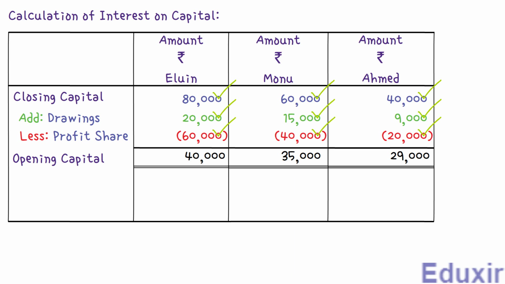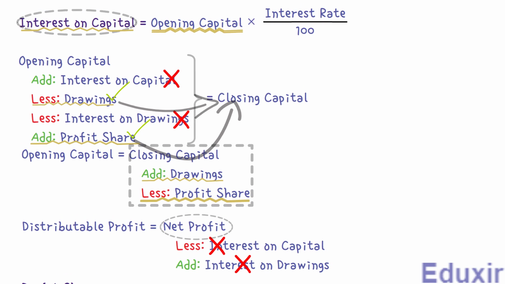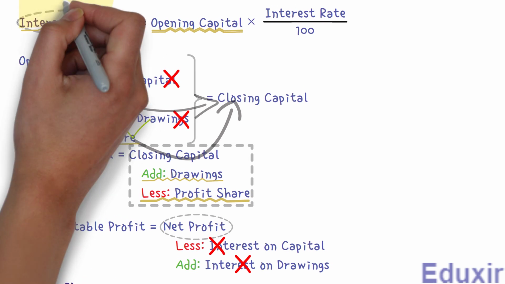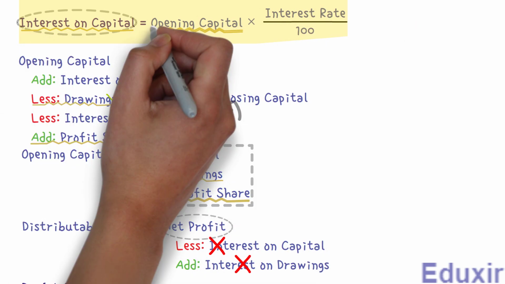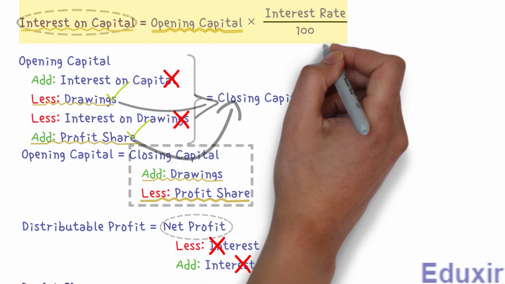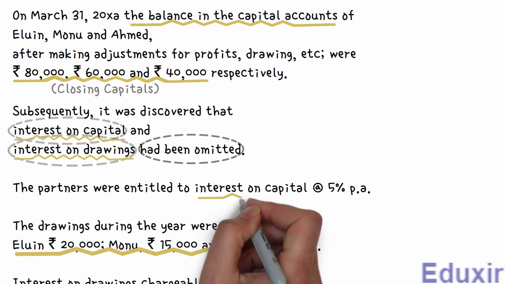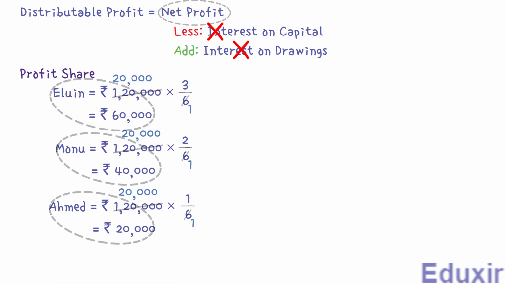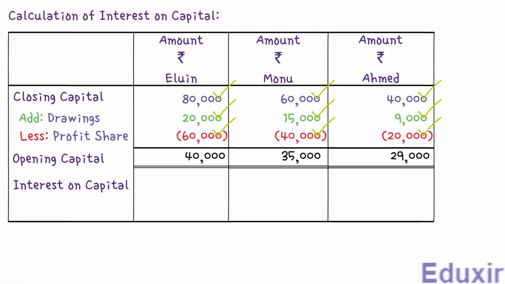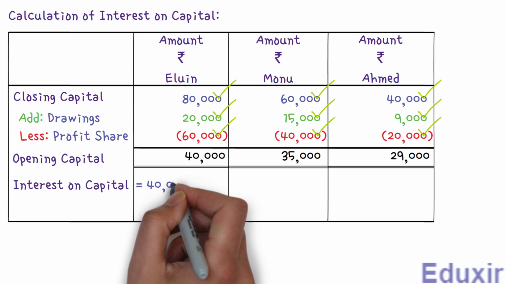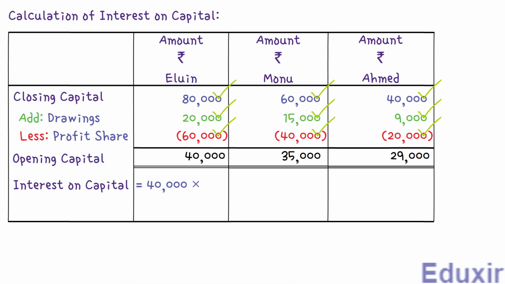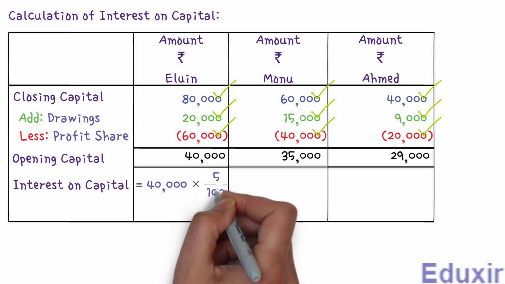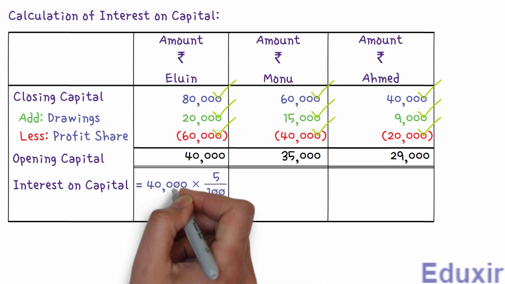Now, as we know the opening capital, we can now calculate the interest on capital. Just to remind you, the formula for calculating the interest on capital is: interest on capital is equal to opening capital multiplied with the interest rate on capital upon 100. Also, the interest on capital is at the rate of 5% per annum. So, with this information, let's calculate the interest on capital. Now, the interest on capital for the partner Eluin is his opening capital amount of 40,000 rupees multiplied with the rate of interest on capital, which is 5 upon 100. Let us cancel both the zeros in 100 for 2 zeros in 40,000 rupees.